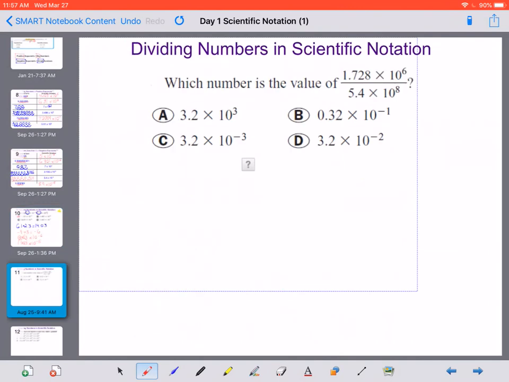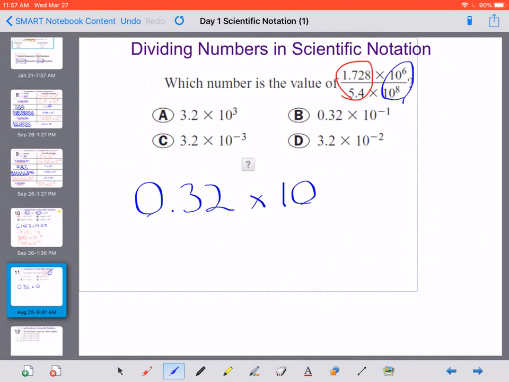Next one, dividing numbers in scientific notation. So again, we're going to divide the front numbers and then divide the exponents. So if I divide the front numbers, I got 1.728 divided by 5.4. That gives me 0.32 times 10 to the, now when we divide exponents we have to subtract them, so 6 minus 8, that gives me a negative 2, so it'd be 10 to the negative 2.